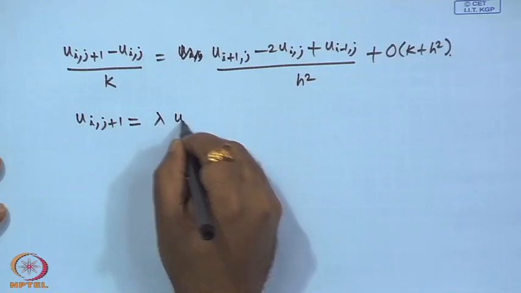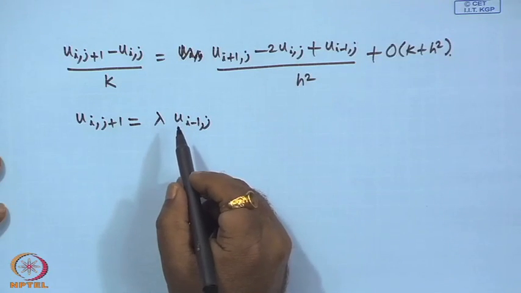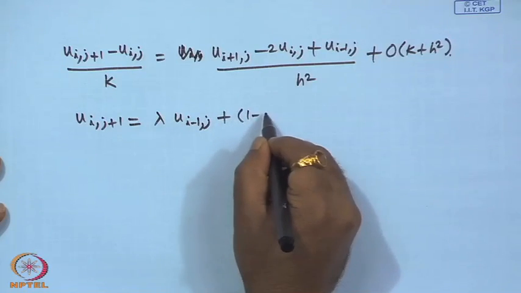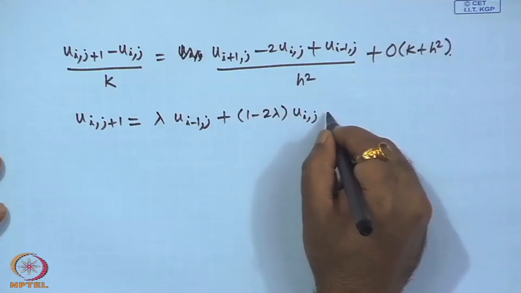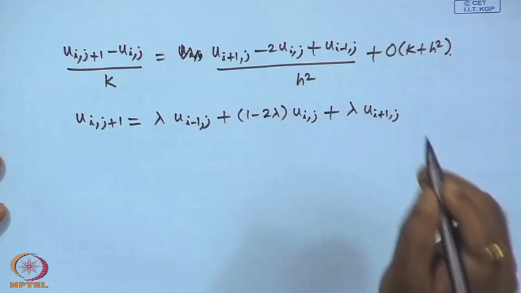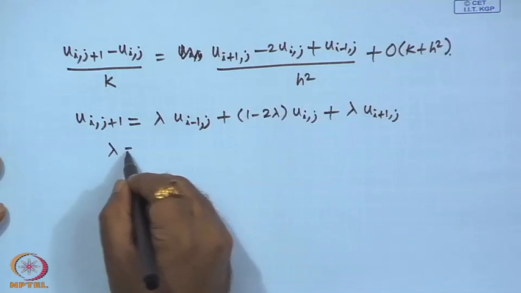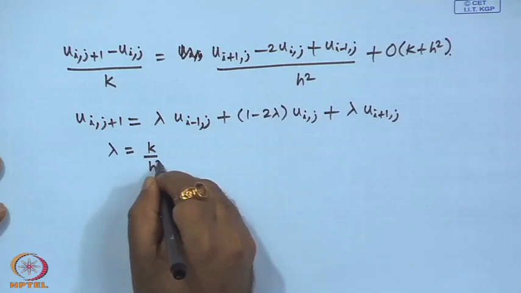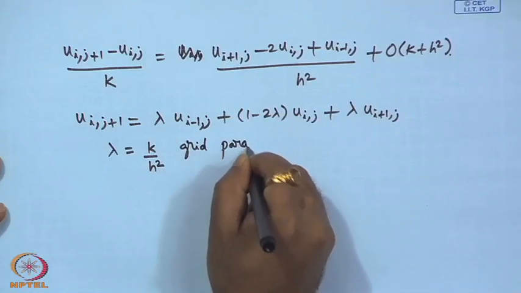lambda u i minus 1 j, okay, plus 1 minus 2 lambda u i j plus lambda u i plus 1 j. Okay. Remember, I am not doing any trick, it is just algebra.